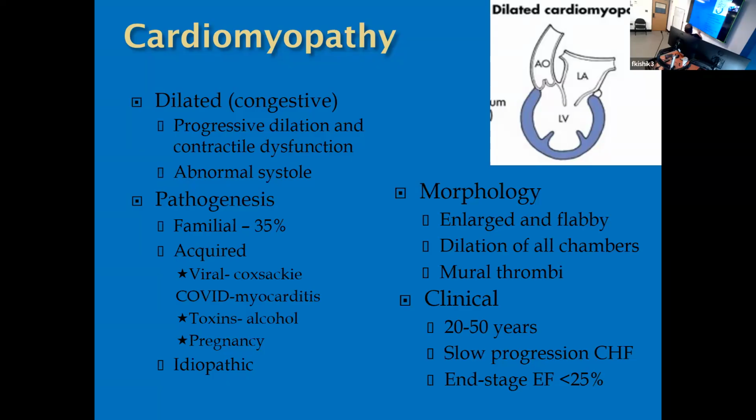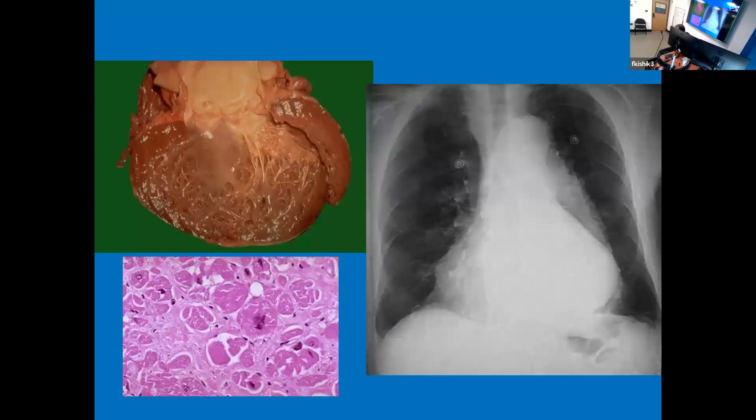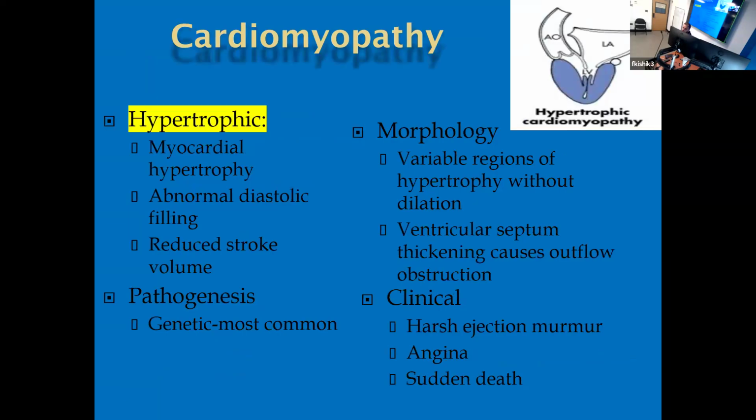End stage is an EF less than 25%, and they usually bought themselves a what? Device, AICD. Here's what that looks like. It's dilated. The heart looks huge on X-ray. It's usually 2/3 the size of the chest. You learn that doing radiology now, right? Yeah. All right. Hypertrophic cardiomyopathy is usually abnormal diastolic filling. You'll have reduced stroke volume.